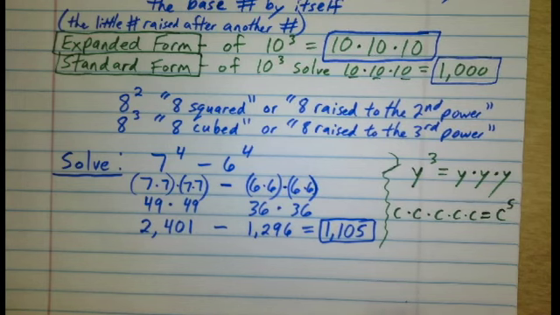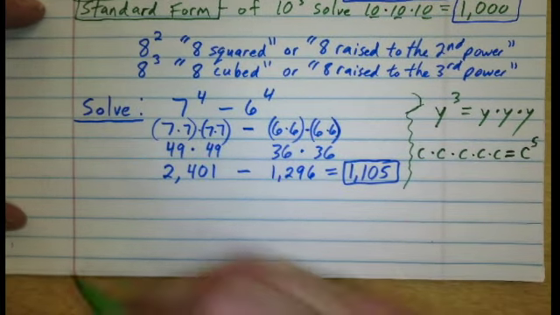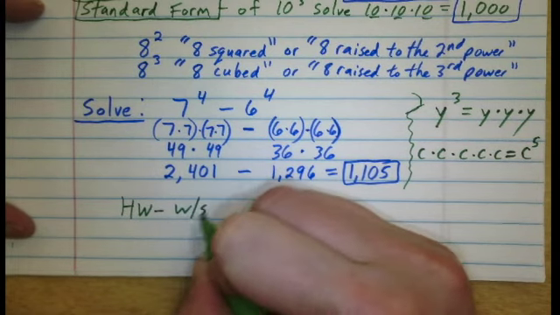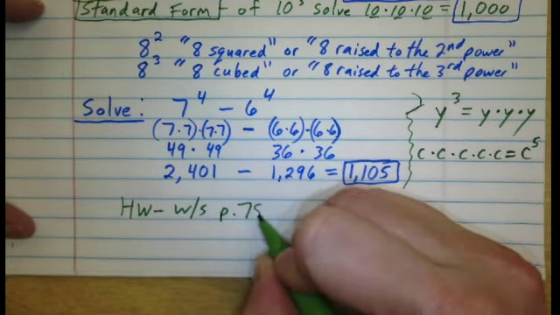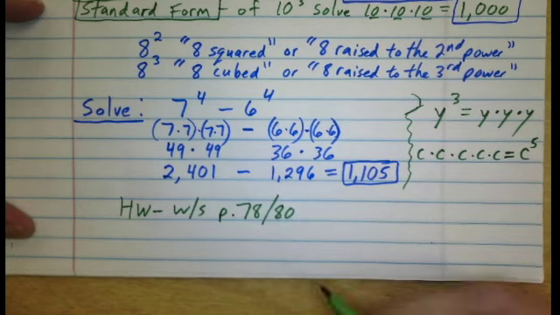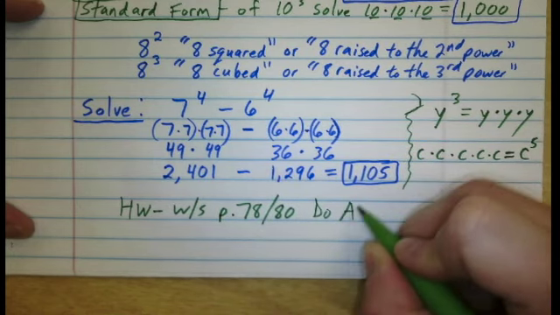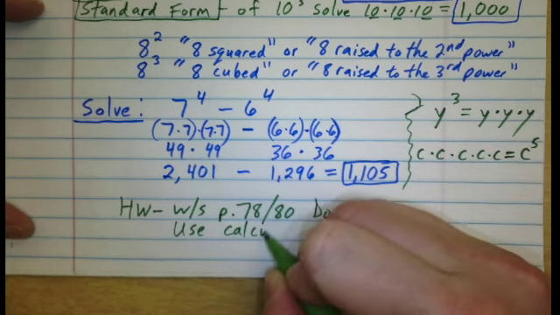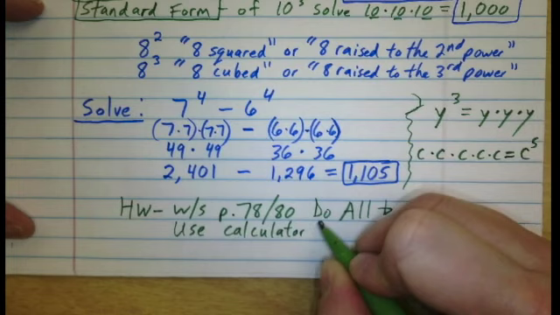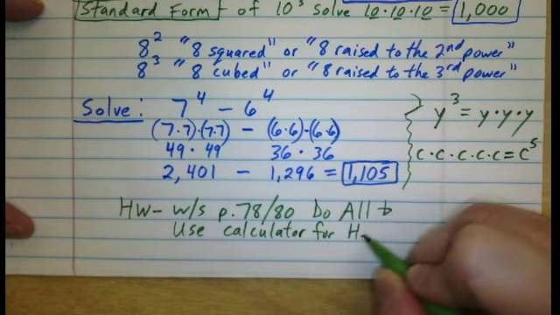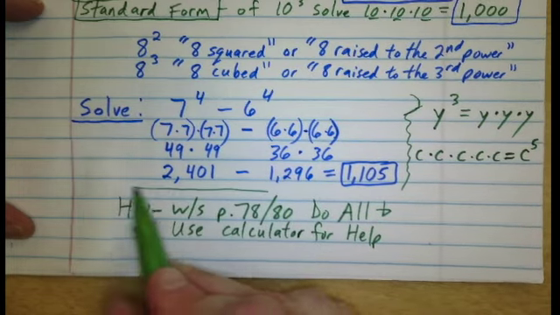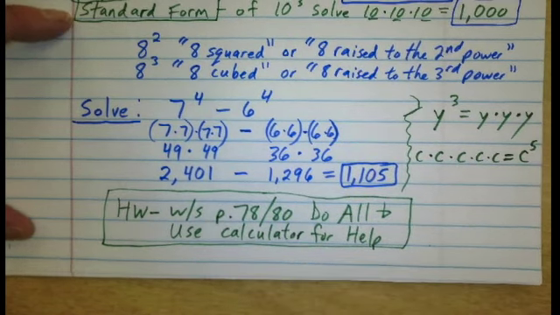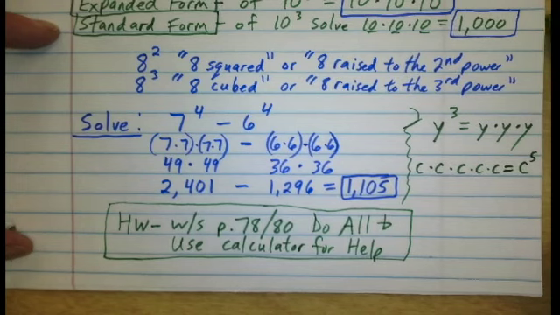So today, your homework that you're going to practice on this assignment is the first page in the packet that I gave you. It is a worksheet. It is page 78 on one side and 80 on the other. You are going to do all, and you may use a calculator for help. Honestly, some of those are faster to solve paper pencil than they are to plug into the calculator every single time. I would use the calculator for some of the bigger numbers that you need help with.